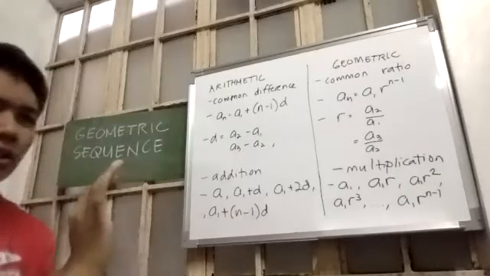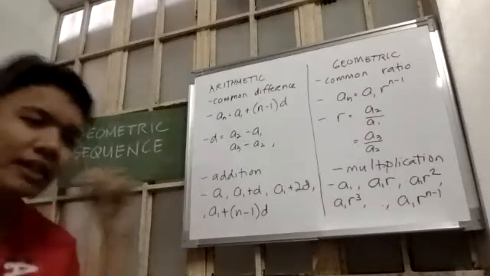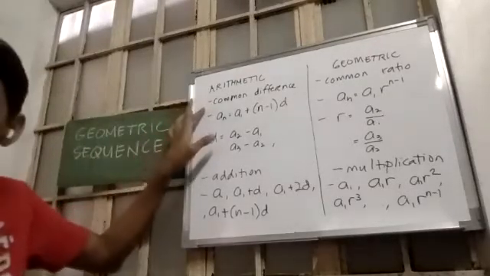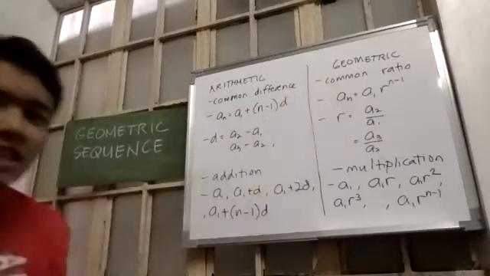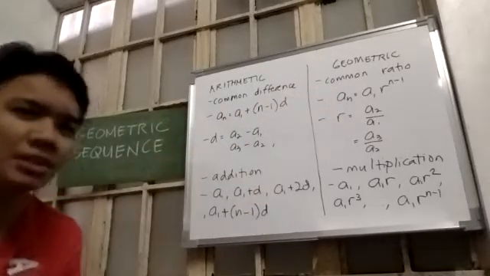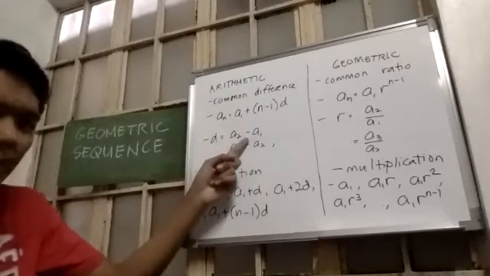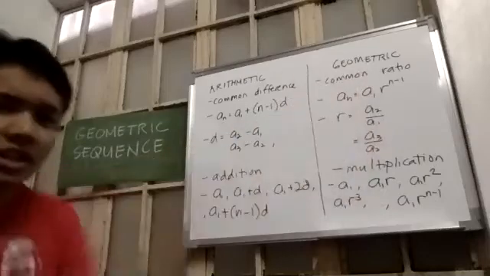Kinompare ko na para makita nyo yung pinagkaiba nilang dalawa. So, yun yung mga pinagkaiba nila. Ulitin ko lang, si arithmetic sequence, meron siyang common difference. Keyword natin, difference. Si geometric counterpart niya is ratio. Okay, common ratio. Ibig sabihin, sa arithmetic, we subtract. Nagma-minus tayo kaya difference. Sa geometric, nagdi-divide tayo kaya ratio.